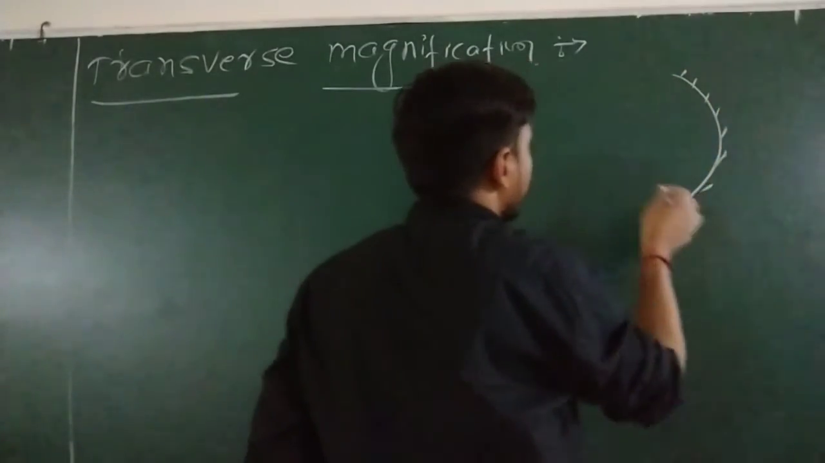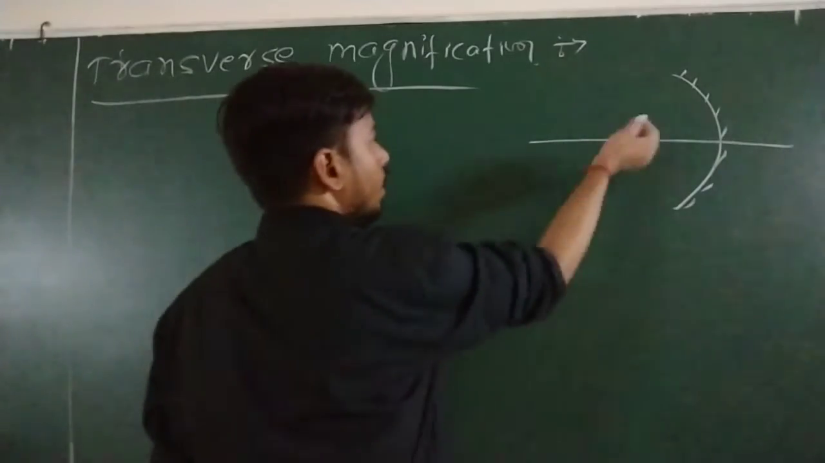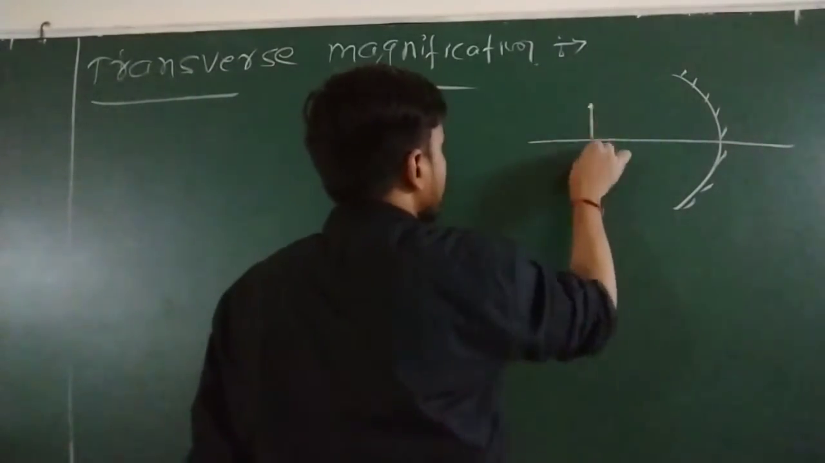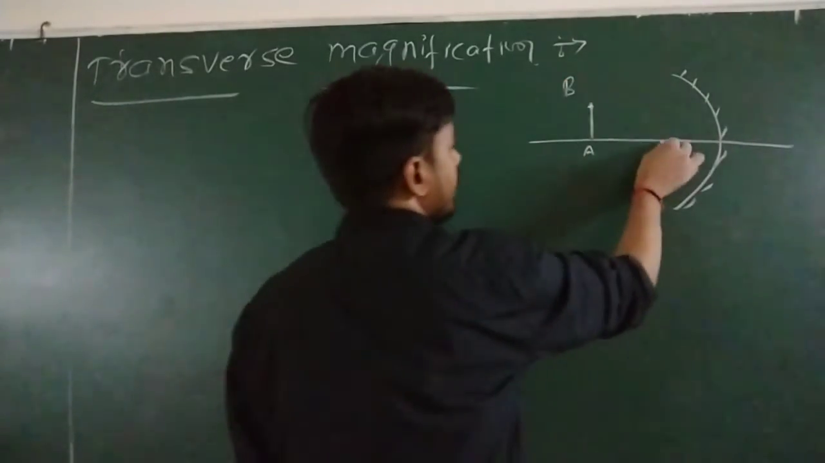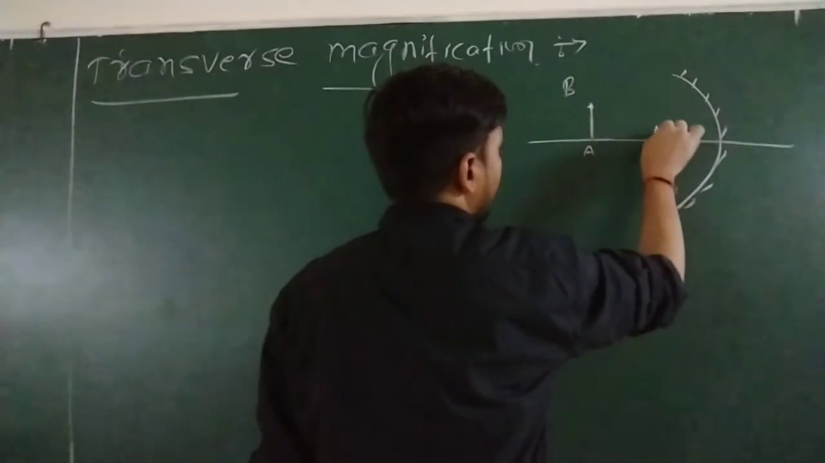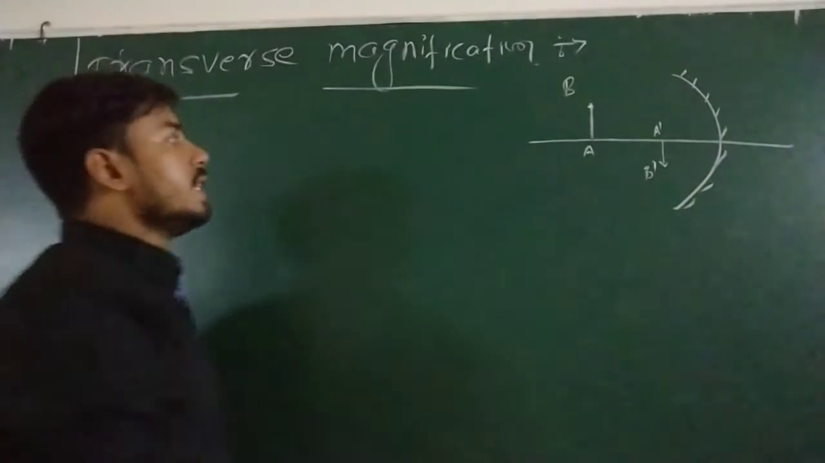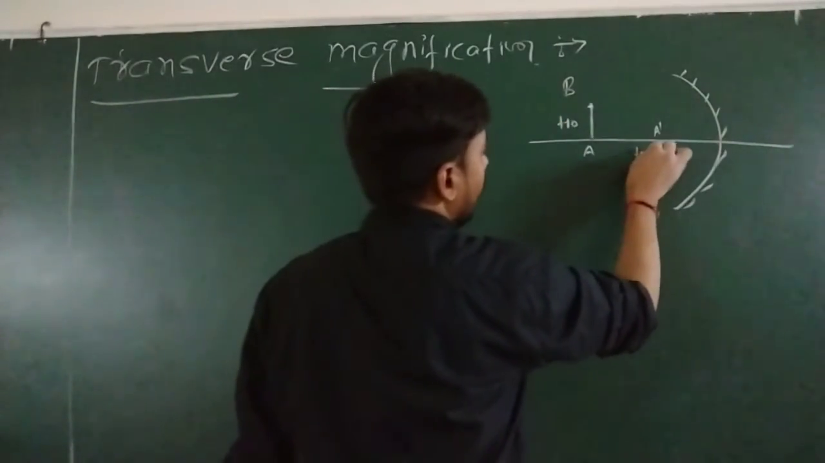Okay. See, this is which mirror? Concave mirror or convex? I think you will say this is a concave mirror. Yeah, definitely this is a concave mirror. Suppose this object is AB, and assume its image is here. Just assume, may or may not be. I am not going to say it is 100%, but assume. So this height becomes the height of the object and this height becomes the height of the image.